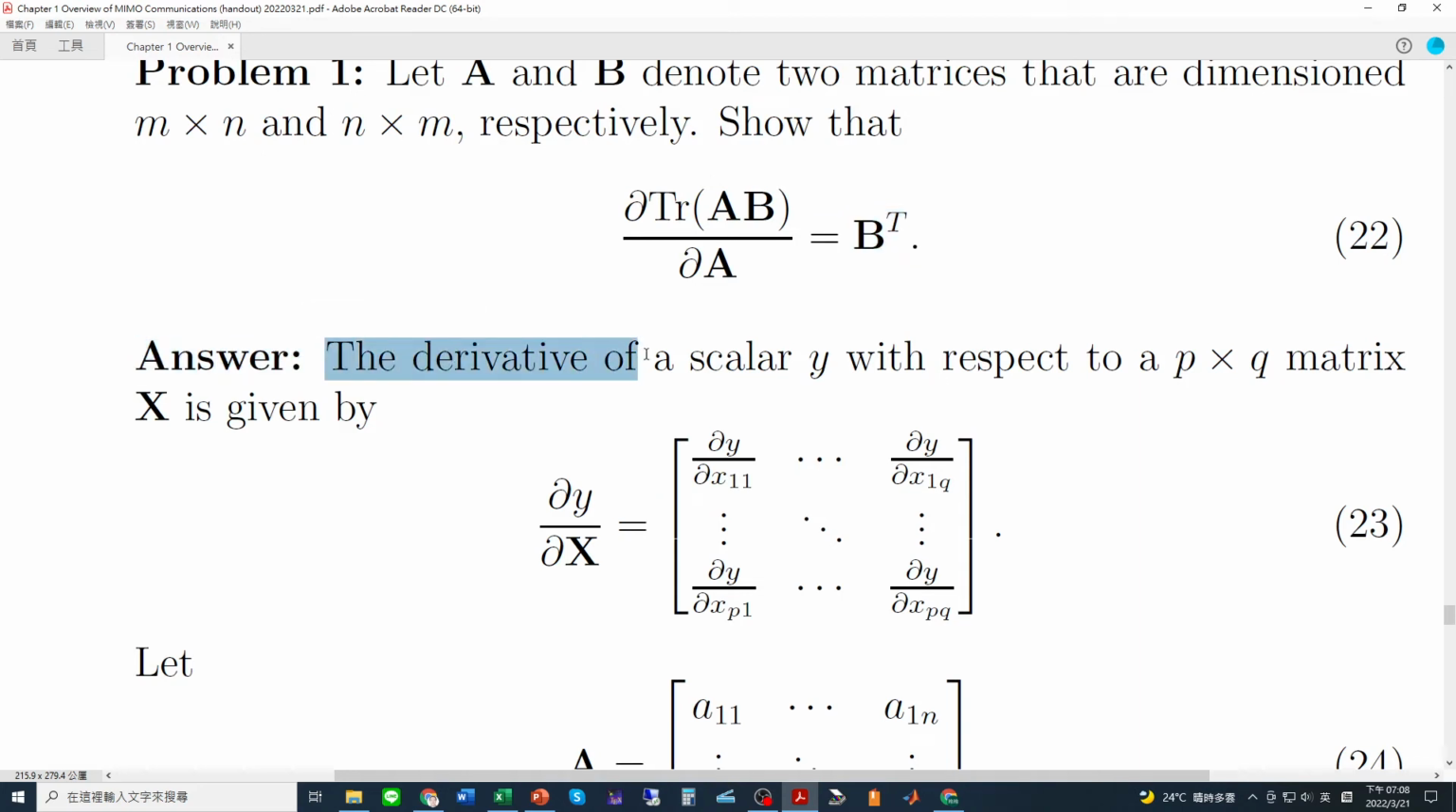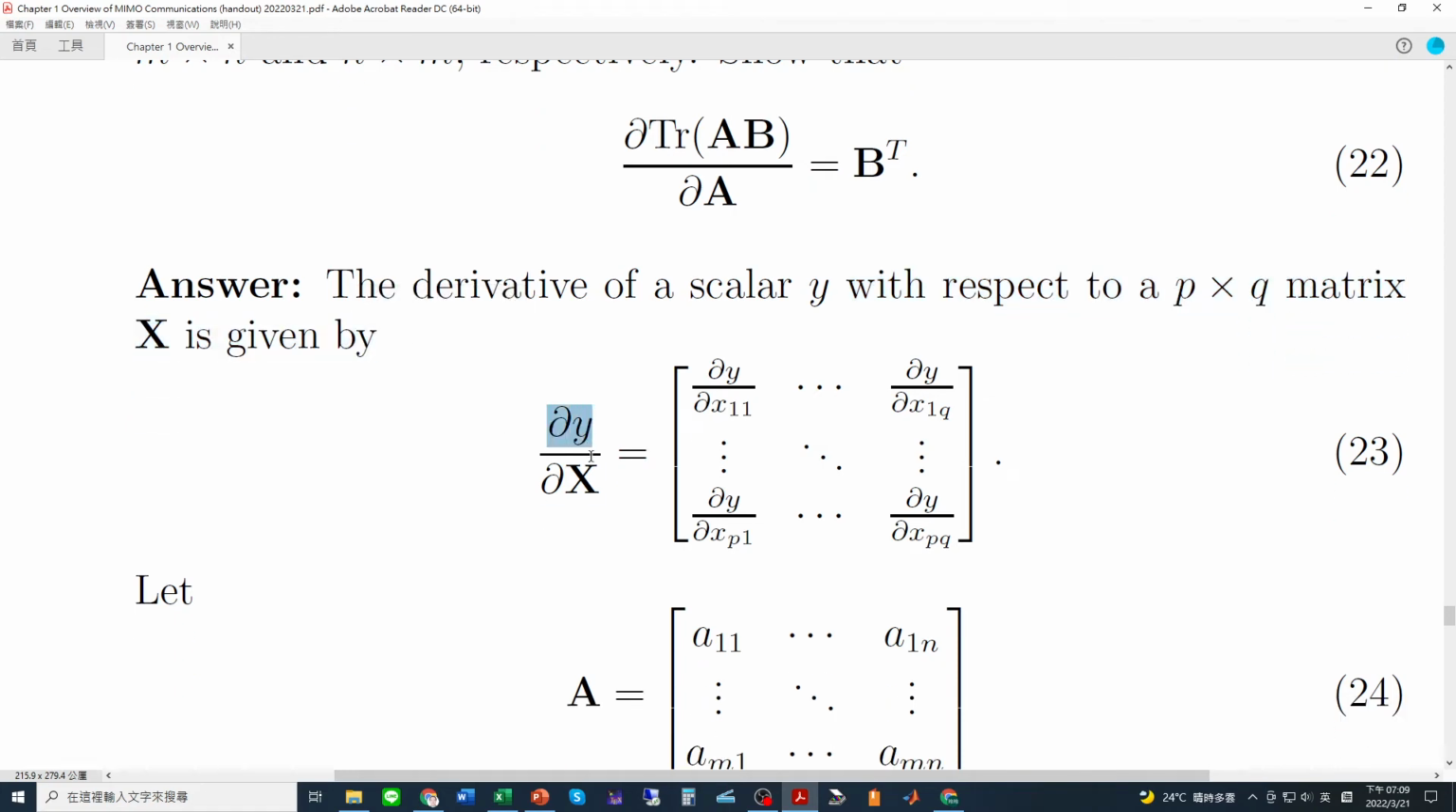The derivative of a scalar y with respect to a p by q matrix X is given by partial y over partial x is equal to the matrix with entries partial y over partial x11, etc. to partial y over partial x1q, and so on, to partial y over partial xp1, etc. to partial y over partial xpq.